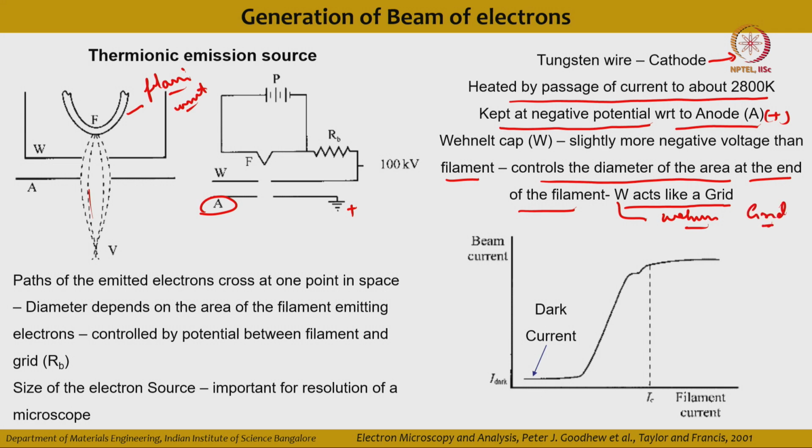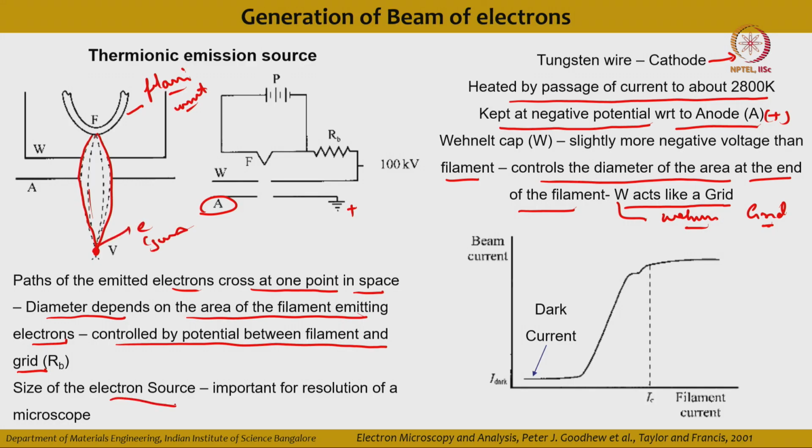So, here the paths of the emitted electrons cross at one point in space, and that diameter depends on the area of the filament emitting the electrons, and this area is controlled by the potential between the filament and the grid. So, you can see that these electrons are passed and they are concentrated to a particular spot, and this diameter depends upon the area of the filament emitting electrons, and usually this is the electron source. So the size of the electron source is very important for the resolution of a microscope.